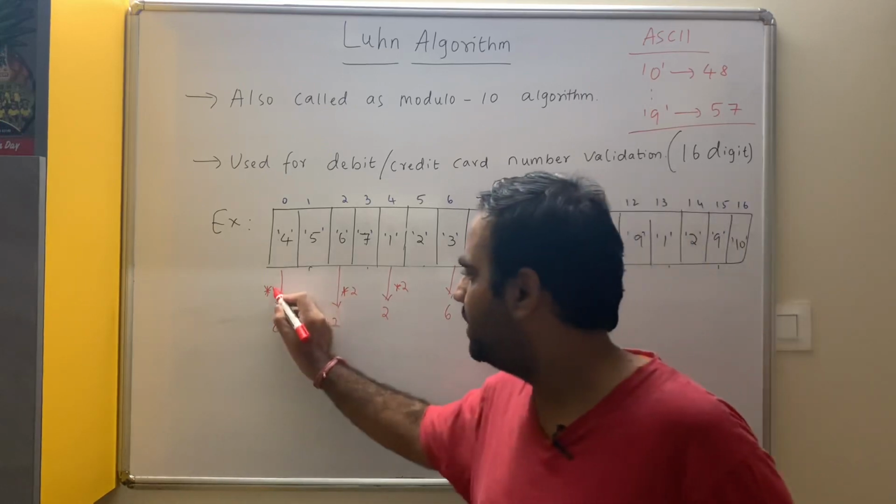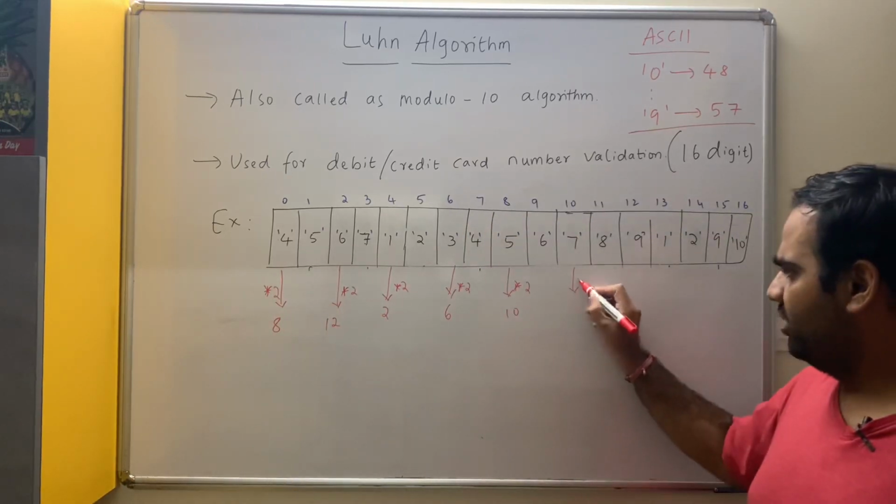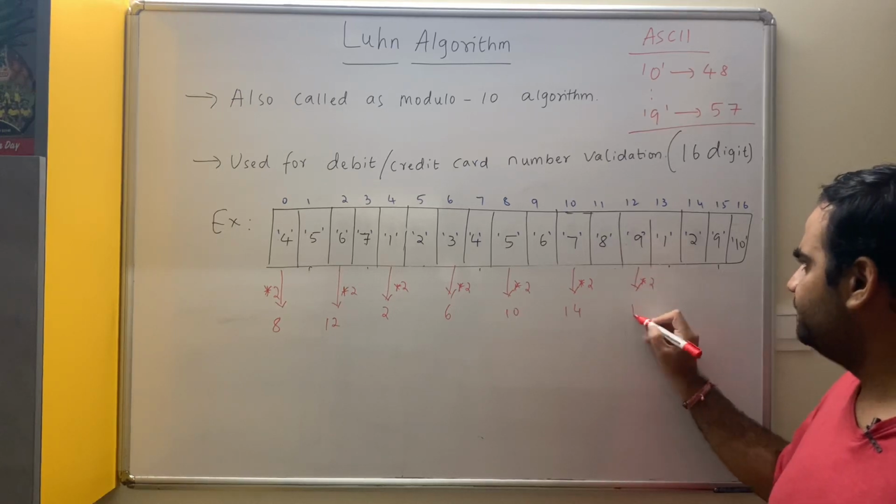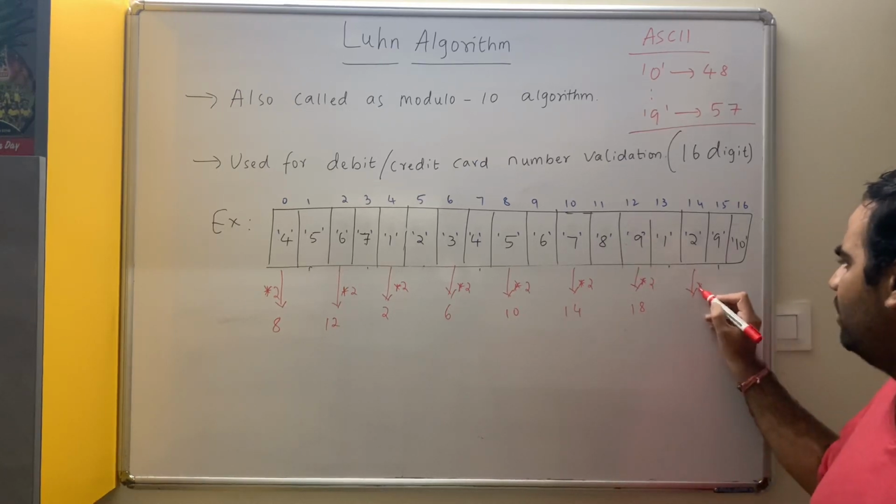Now this is also multiplied by 2. 7 into 2 is 14. 9 into 2 is 18. 2 into 2 is 4.